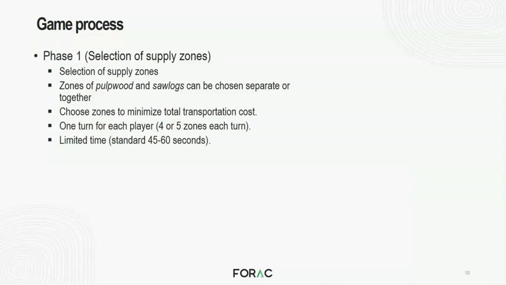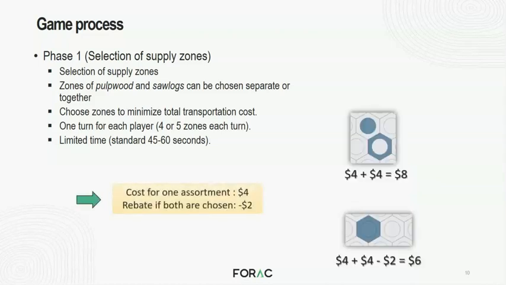The costs are also set by the game administrator. Let's take an example where the cost of a product is 4. If 2 separate zones are selected, the cost will be 4 plus 4 equals 8. However, if the same zone is selected for both types of products, there is a discount of 2, and the total cost is then 4 plus 4 minus 2 equals 6.